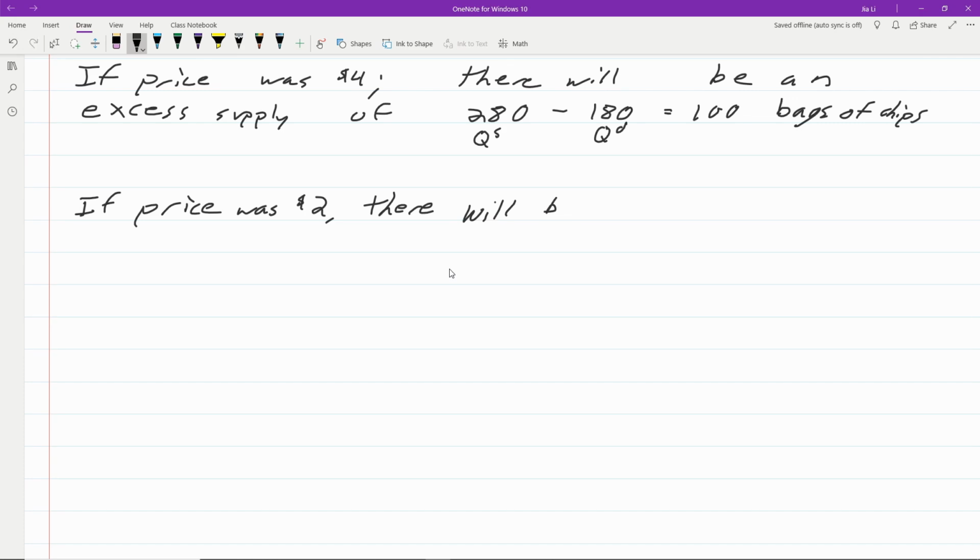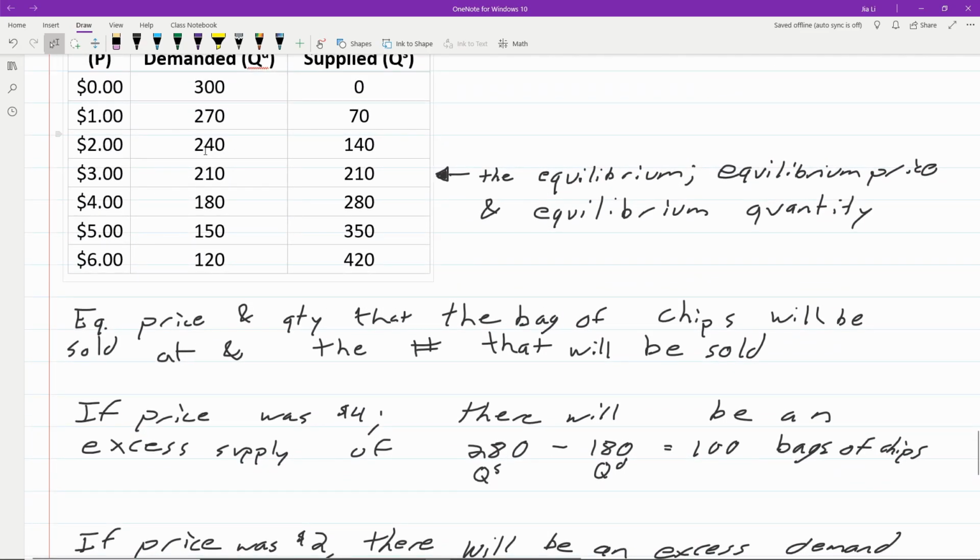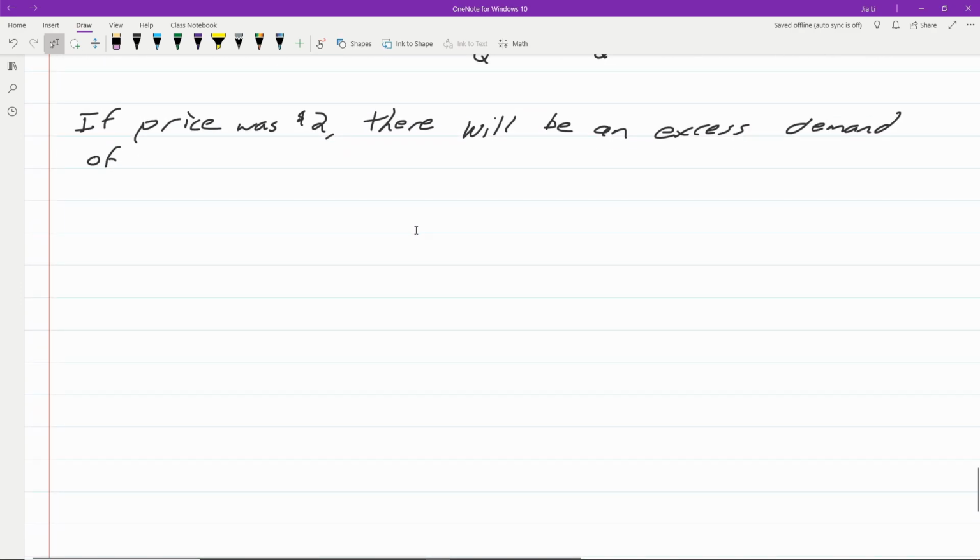Here there is an excess demand of, and let's just check those numbers again to make sure I got them right. At $2, there are 240 bags that customers want to buy and 140 bags actually available to buy. So 240, and this is QD here, minus 140. That is QS, quantity supplied. So there are 100 bags of chips of excess demand when the price is $2.